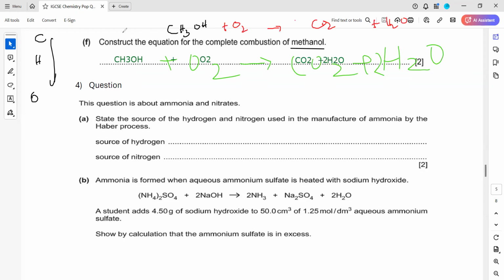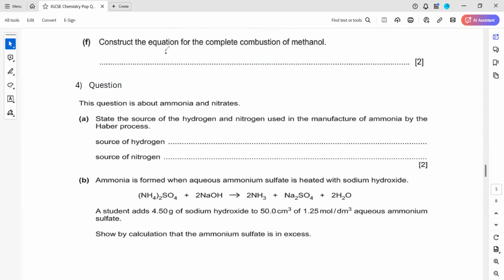What about hydrogen? 3 plus 1 makes 4. So we put 2, hydrogen is balanced. And then oxygen, 2 plus 2 makes 4. 1 is already there, I need 3 here. So it will be 3 by 2. If you write 3 by 2, that is also fine. Or you can multiply the whole equation by 2. So we have CH3OH plus O2 giving CO2 plus H2O.